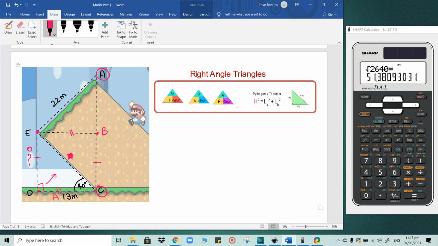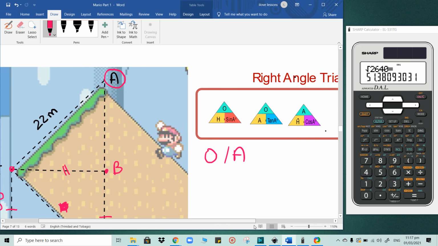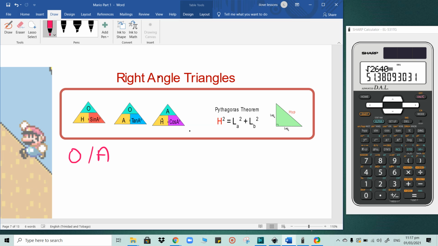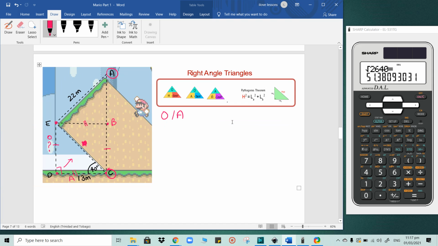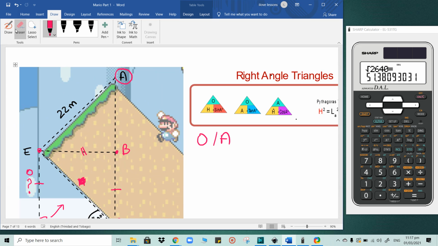Because, once again, let me repeat, I'm starting in the 40. They want me to find the opposite, so that's super important, and they gave me information on the adjacent. So we're looking for a formula with O and A in it. Let's zoom in here. Which one has O and A in it? O and A seems to be tan. So tan is what? Opposite over adjacent. And which one are they asking us to find? The opposite.